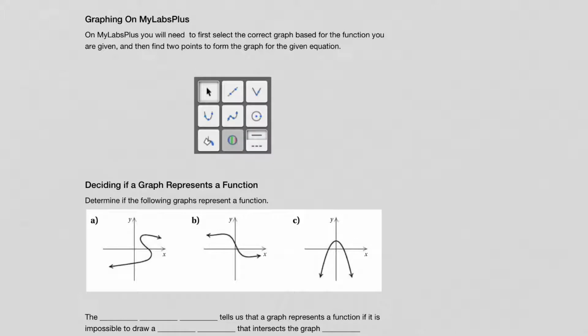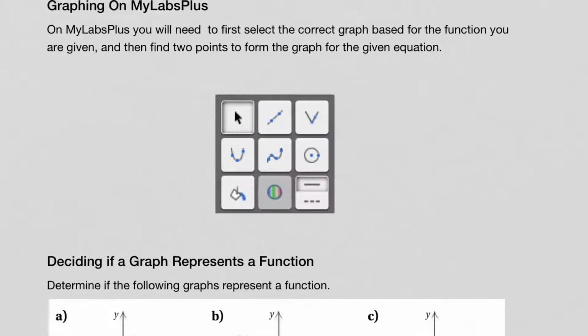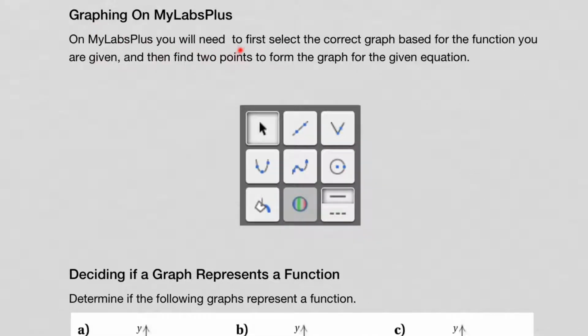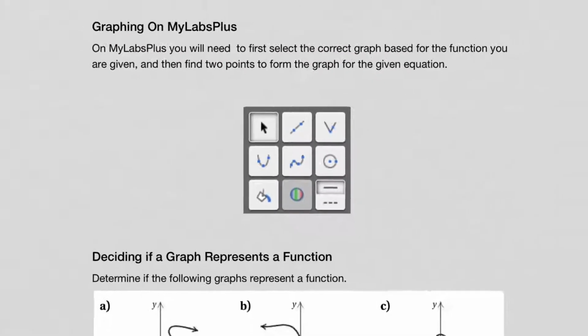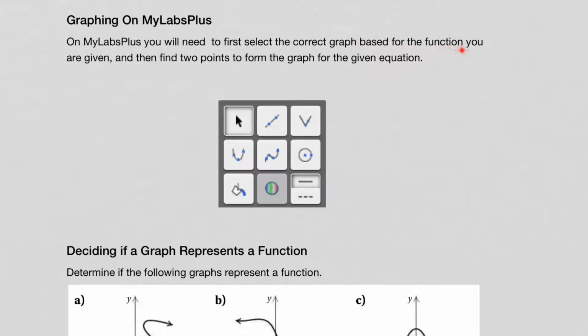Okay, so this is the last page for 15.7, and this is about basically how to graph on MyLabs Plus. You've done some of these before, but it says on MyLabs Plus, you will need to first select the correct graph for the function you are given, and then find 2 points or more to form the graph of the given equation.